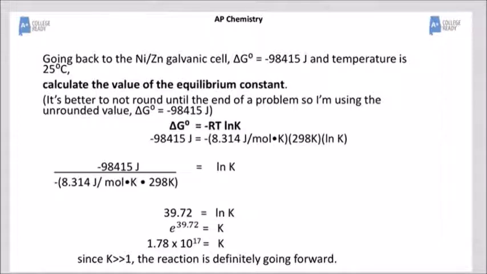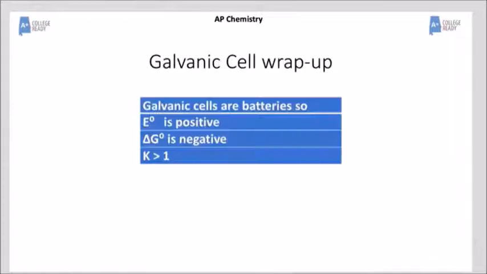Now we have the value of K, 1.78 times 10 to the 17th. K is much greater than 1. There's no doubt this reaction is going forward. So just as a wrap up, if we're going to have a battery or a galvanic cell, our cell potential has to be positive, delta G must be negative, and K is going to be greater than 1.